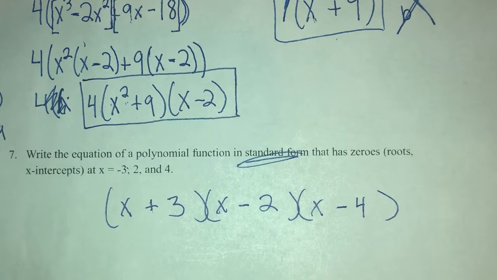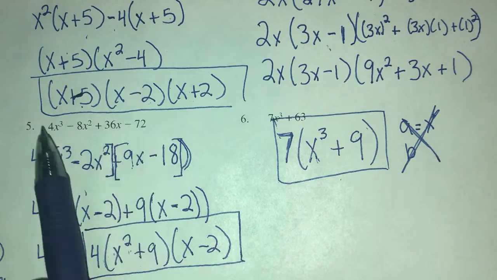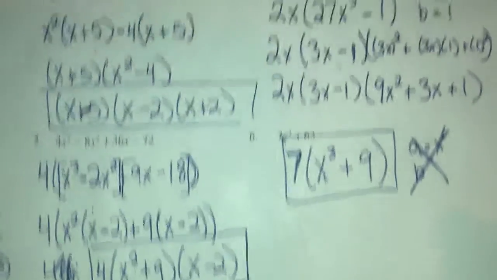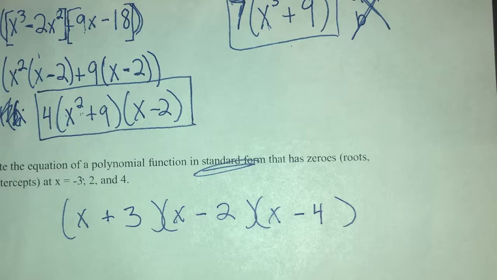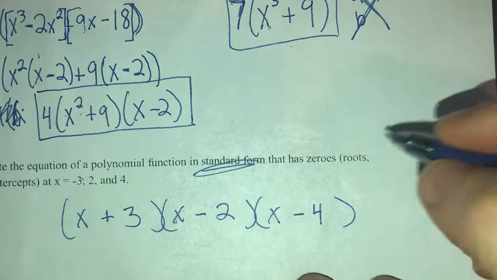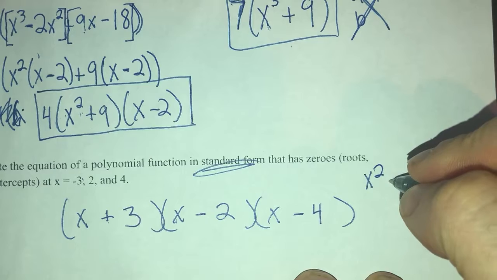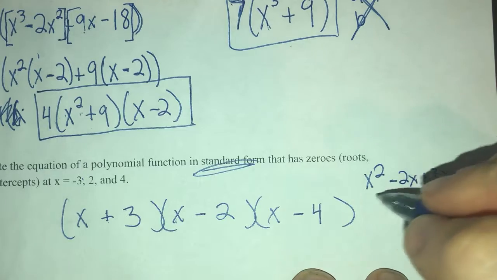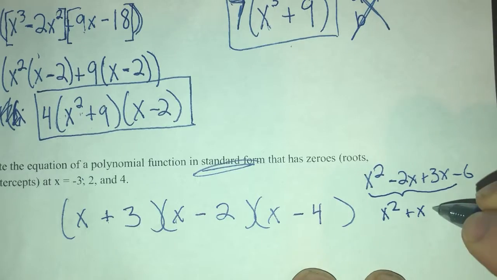Okay, standard form means it's got to be laid out. Now, these are all standard form, right? Notice, laid out, biggest power of x to smallest power of x, in order. That's what this has to look like. So this was assessing your skills with polynomial multiplication, okay? And just like with any multiplication, the order doesn't matter. So I'll show you the first step. We'll do this one out first. We get x squared, minus 2x plus 3x minus 6, okay? So we simplify. We get x squared plus x minus 6.